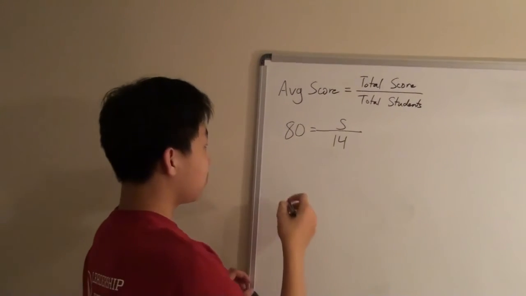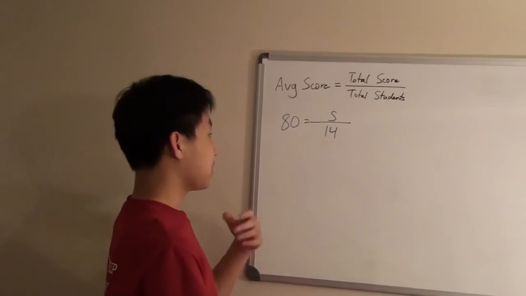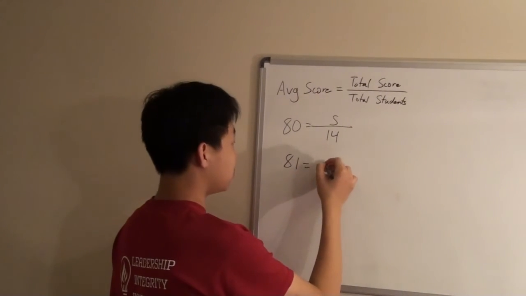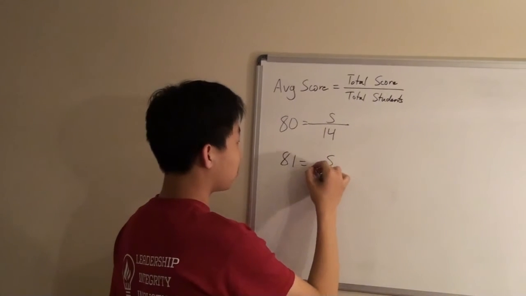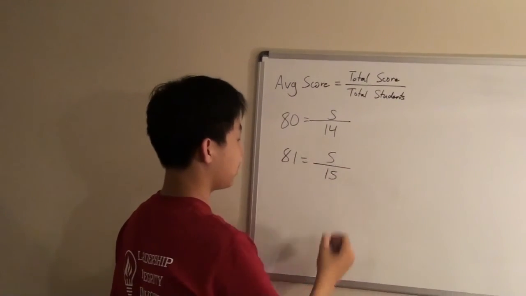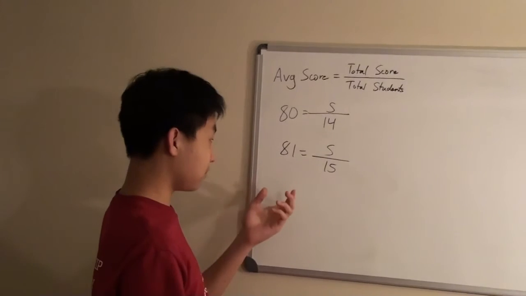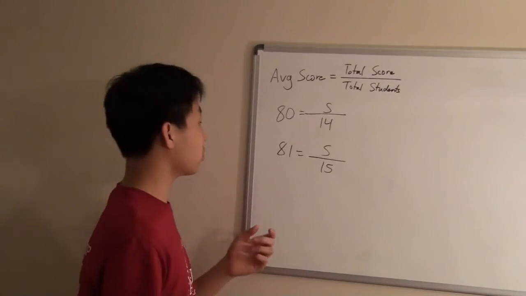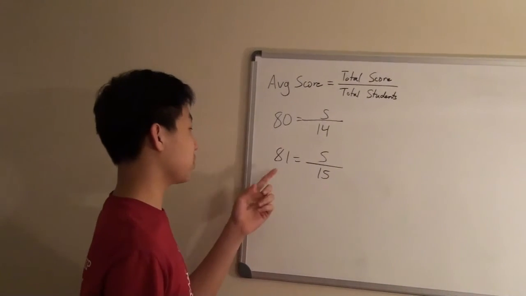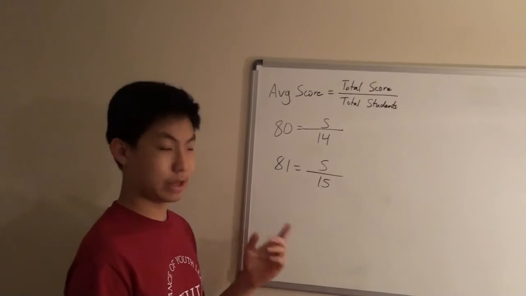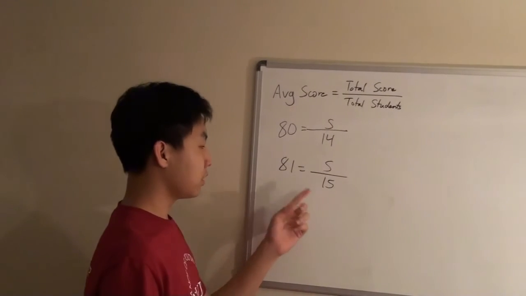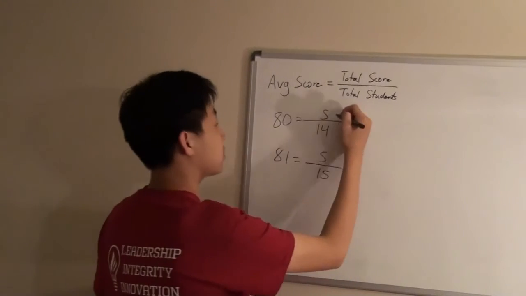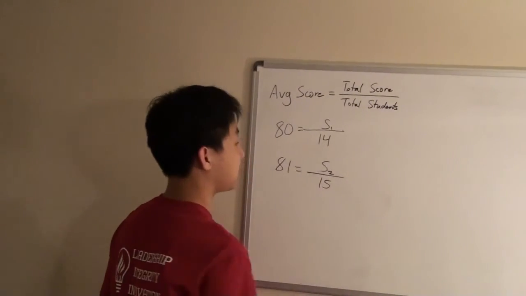And now we write a second equation, which would be 81 equals some score over 15, and this represents the fact that the average score went to 81 after he graded Peyton's test, and that would make the total number of students 15. Let's call these 1 and 2 to make it more clear.